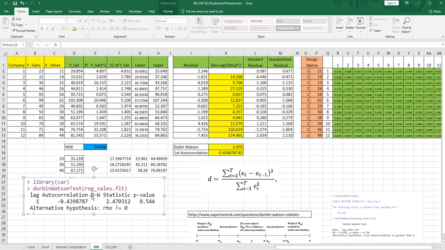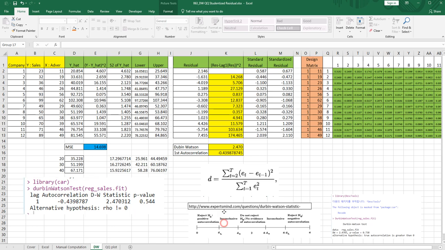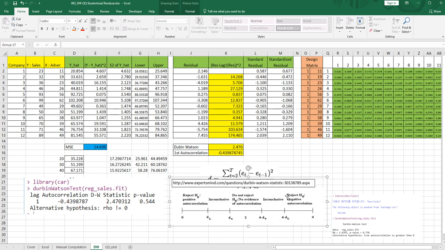And according to our result, the p-value is 0.544, which means that we don't have enough evidence to reject the null hypothesis. So the alternative hypothesis is rho is not equal to 0. So the p-value is 0.5, so we accept H0, which means that rho is 0. So we can say that there is no significant correlation. So this is how we interpret the Durbin-Watson statistic.